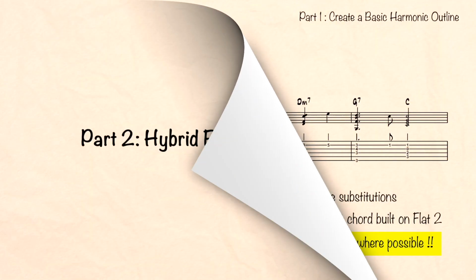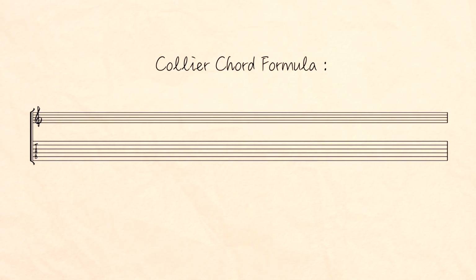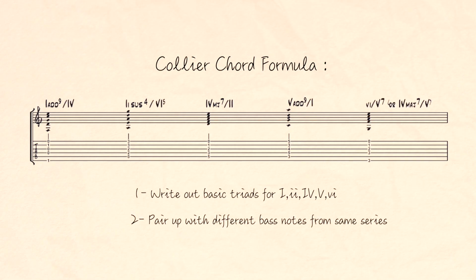Okay, so this is where things get interesting. Rewrite your passage using Collier-style chords. There's a fairly simple formula for creating what I call Collier chords. Start by writing out the triads to the following chords: 1, 2, 4, 5, and 6. These triads can be in root position or even in an inversion. You can add a 9th or a 7th or a sus4 to the triad if you like. Next, pair up your triad with the bass notes of different chords from the same series. And that's about it. You got yourself some Collier chords.